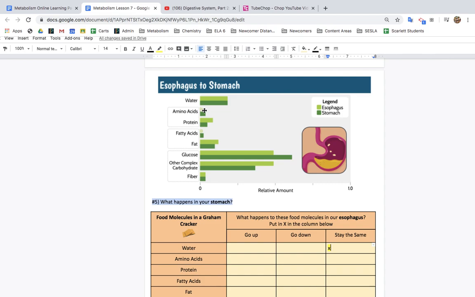Amino acids. Okay, in the esophagus we had 0, and in the stomach, we have some. So it went up. It increased. I wonder why. I wonder where that came from. Next, we have protein. Oh, the opposite. We had more protein in the esophagus than the stomach. So that decreased.